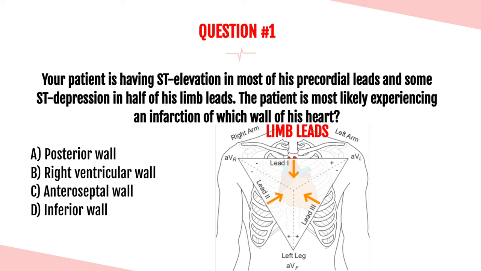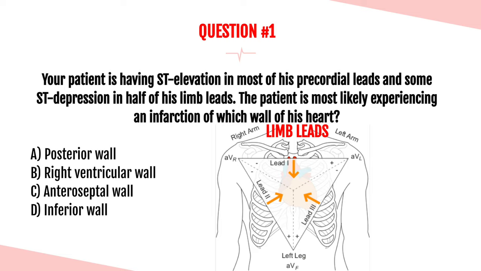Limb leads are just what they sound like. They are leads that go on the limbs. So they're placed on the arms and the legs of the individual. And the six limb leads are called 1, 2, 3, AVF, AVL, and AVR.